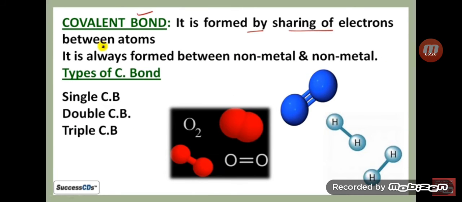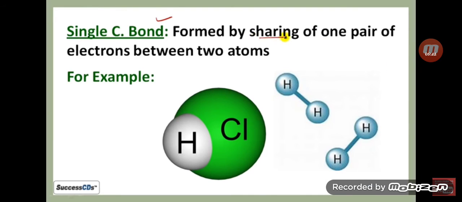Now next is covalent bond. Covalent bond means it is formed by sharing of electrons between atoms. It is always between non-metals. Now types of covalent bonds are single covalent bond, double covalent bond and triple covalent bond. Single covalent bond is formed by sharing only one pair of electrons between two atoms. For example, HCl.